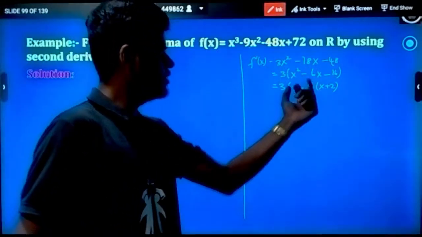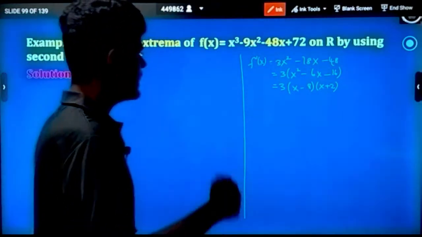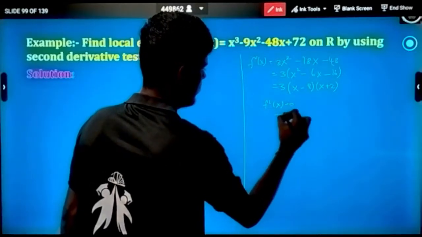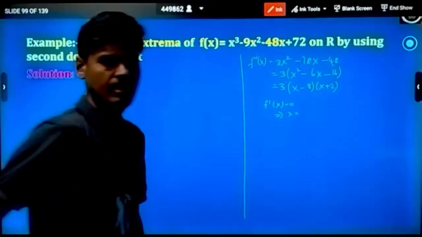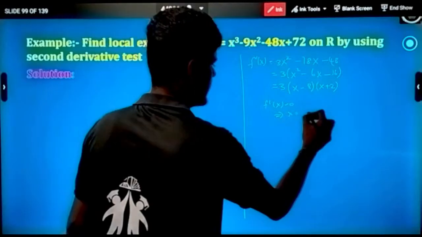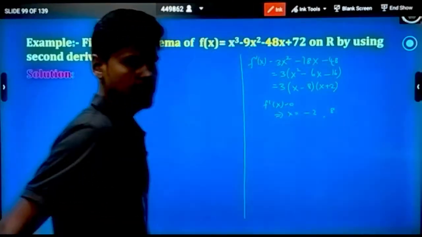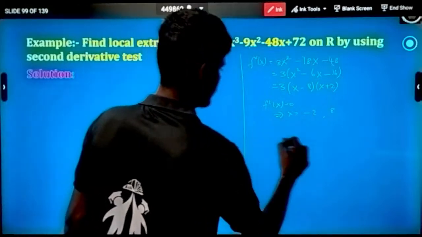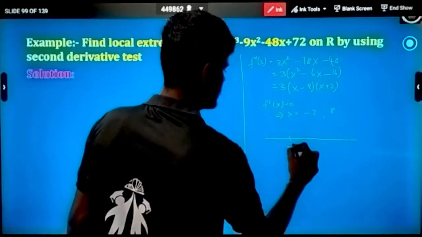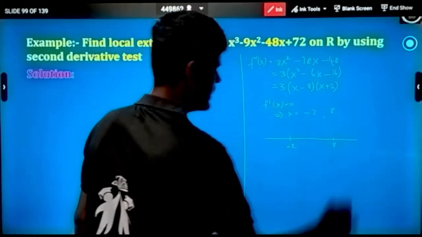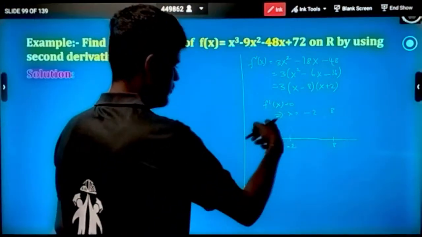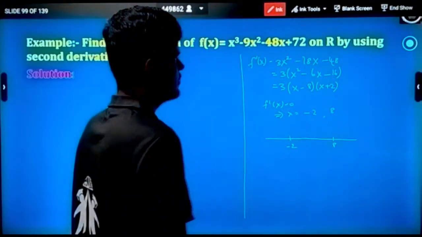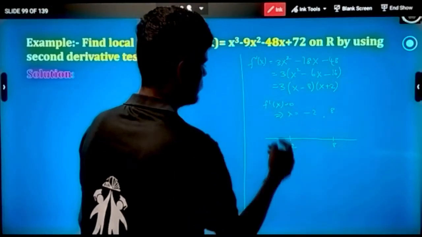Correct? We already know how to factorize. Then when f dash of x equal to 0, what is the value of x? X can be minus 2 or 8. So these are the critical points. Next what we need to do? Mark the critical points minus 2 and 8. For first derivative test, we have to take some number and substitute this value. For second derivative test, what we do?